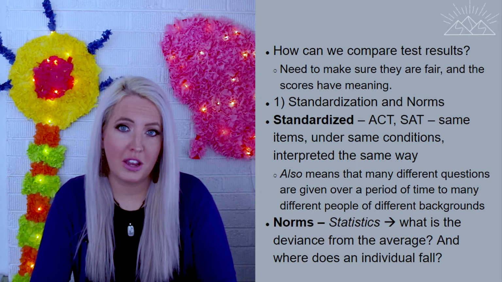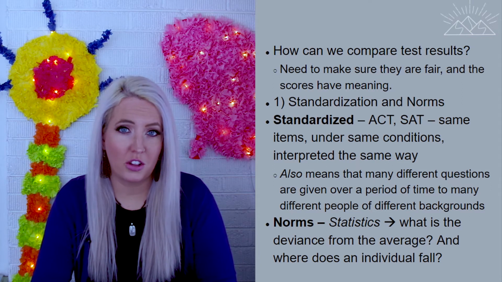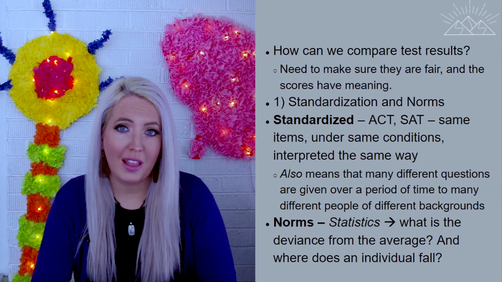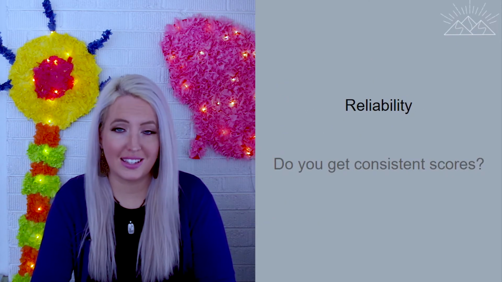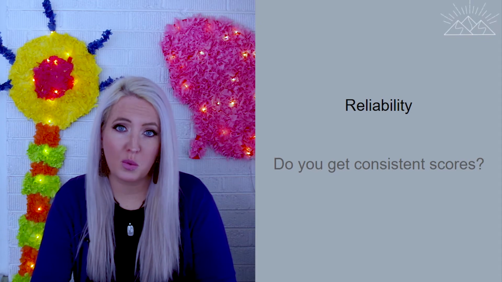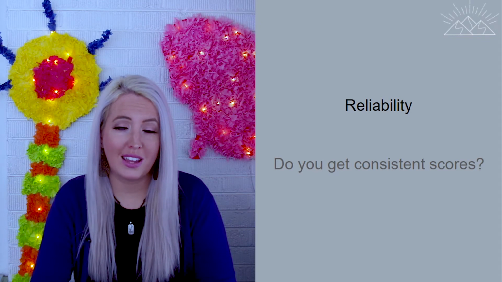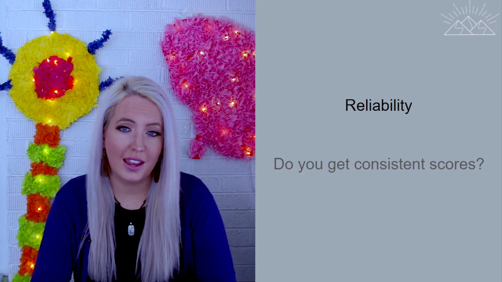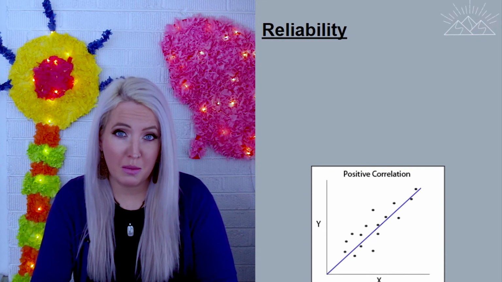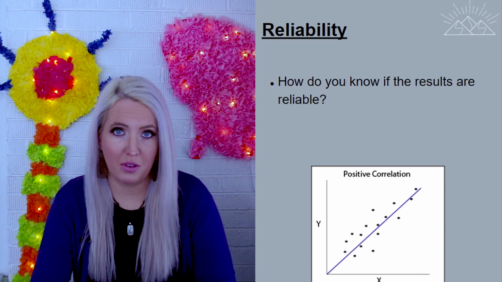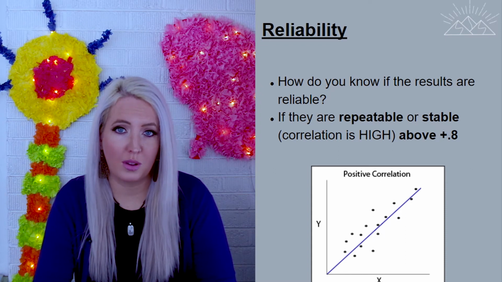But we also need to make sure that these tests are valid and reliable. So let's take a look at what that means. Reliability is asking whether or not the scores are consistent. So reliability is really looking at a correlation. A strong correlation of 0.8 or higher will tell us that the test is reliable, meaning the scores are repeatable or stable. There are a few different ways that we can measure reliability.